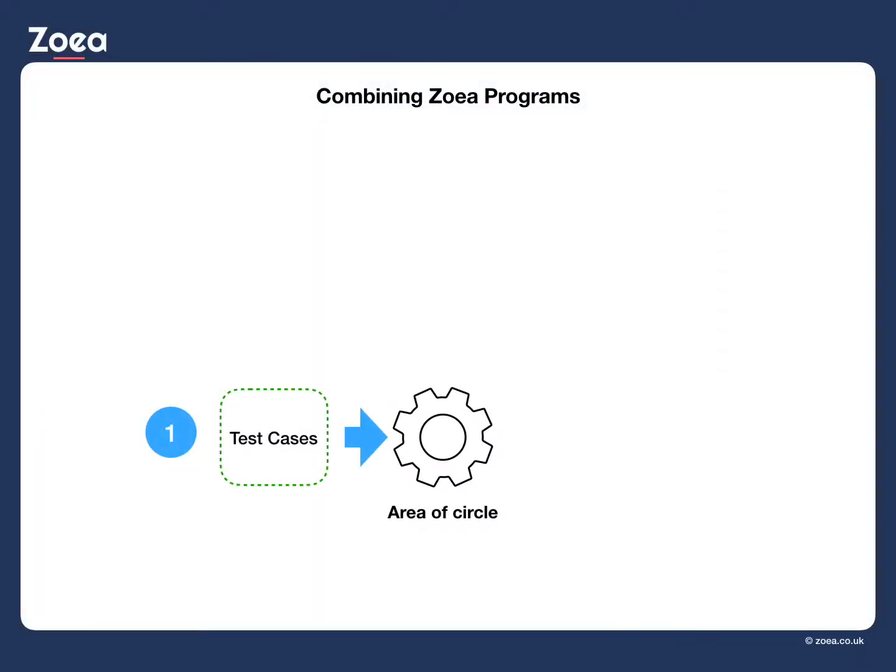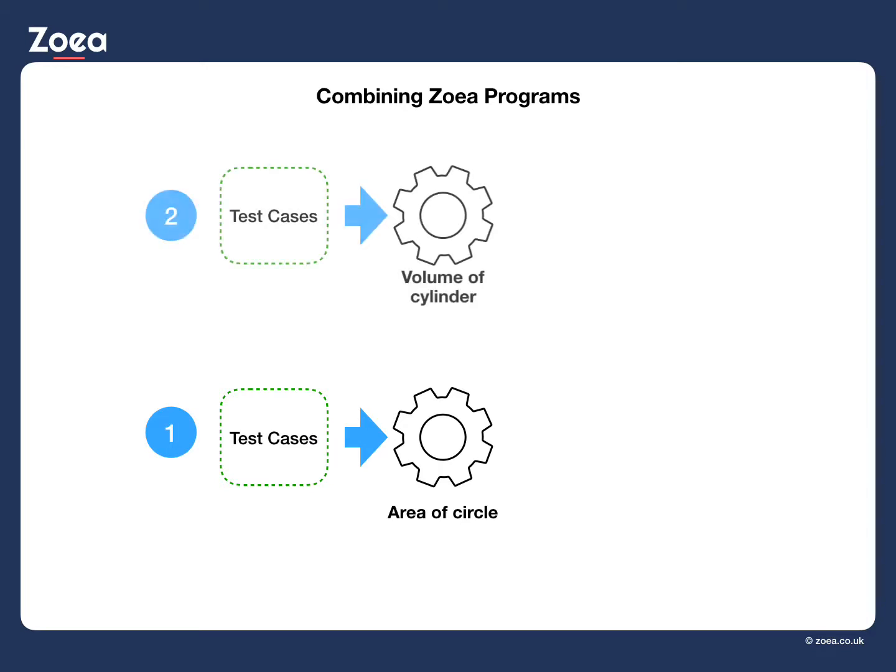Zoea programs can also be combined to form larger programs. To do this, we first break our problem down into smaller pieces that we can work on separately. Once we have produced test cases and working programs for the smaller problems, we then tell Zoea that the larger program needs to include the smaller programs. This approach is called composition.